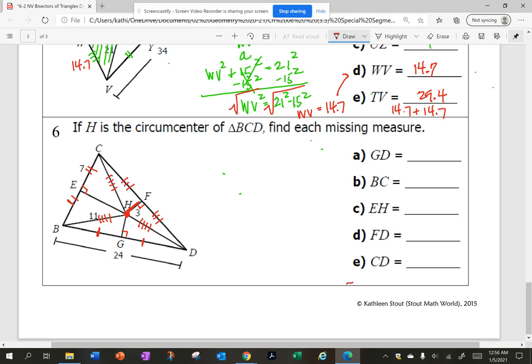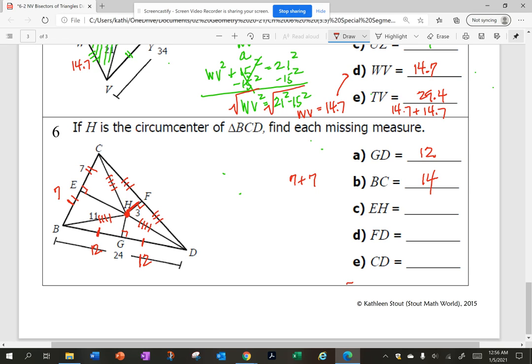So G to D, so if the whole thing is 24, the midpoint is 12, so half and half are 12. So B to C, if this segment is 7, I know this segment is 7, so this is going to be 7 plus 7, which is 14.